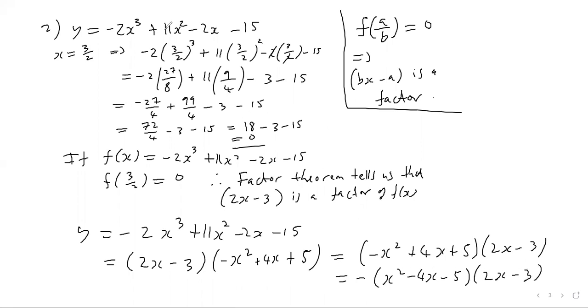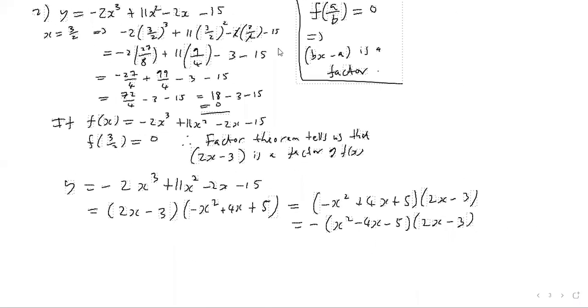Now, can we actually factorize this quadratic factor? Yes, we can. So negative, and then in brackets, if we put an x there and an x there, what factors of minus 5 add up to make minus 4? Well, if we put a minus 5 in there and a plus 1 in there, that's going to work. So now we get x minus 5, x plus 1, times 2x minus 3. So we get a graph of y equals negative x minus 5, x plus 1, times 2x minus 3.